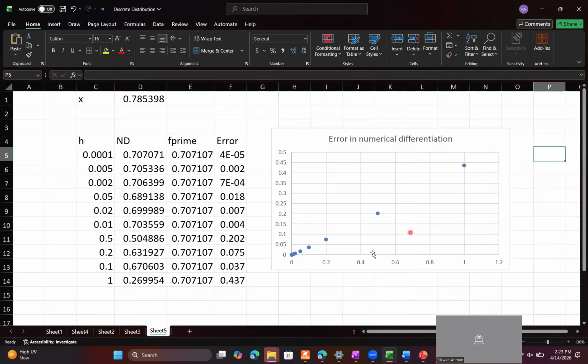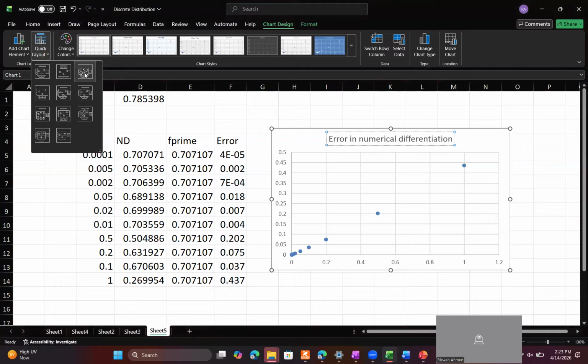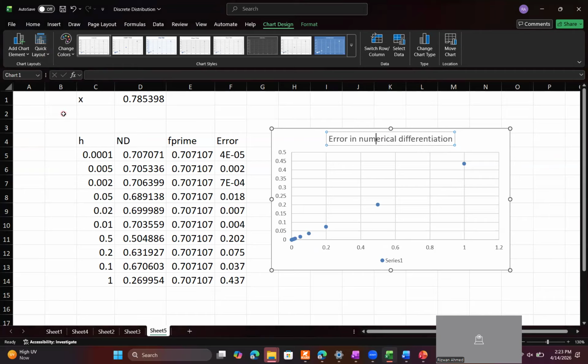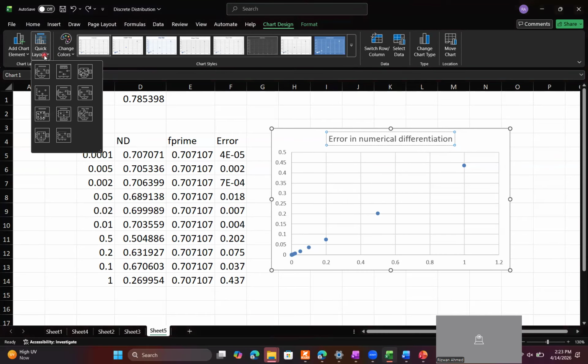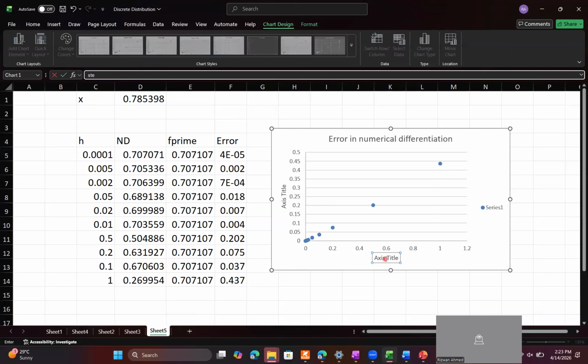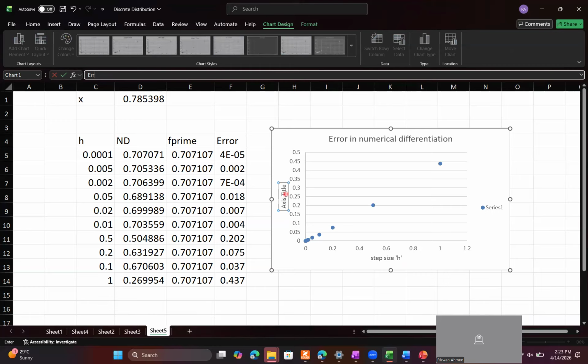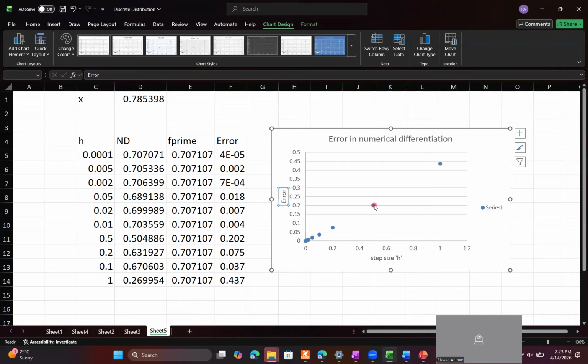Okay. So axis needs to be added. So let's look for a quick layout. Not this one. Well, this is nice. This contains the X title. So X is the step size. It is H. And on vertical axis, we have the error. This is the only series over here.